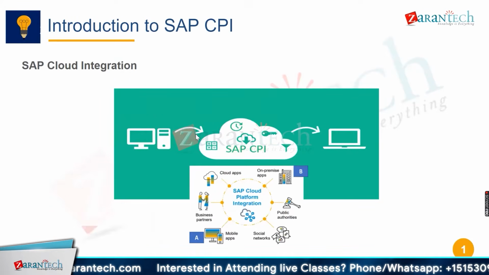Now what exactly will this SAP CPI do? I have my center system. Let's assume this is system A and system B. Now system A wants to send some data to system B. Then this CPI integration will come into the picture and connect system A to system CPI, then system CPI to system B. This is how the integration will happen.